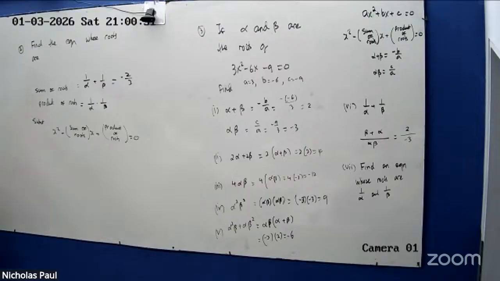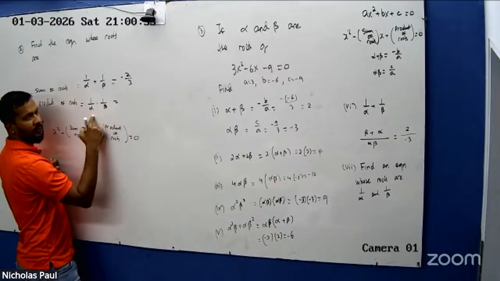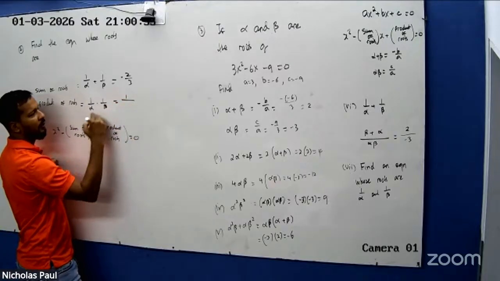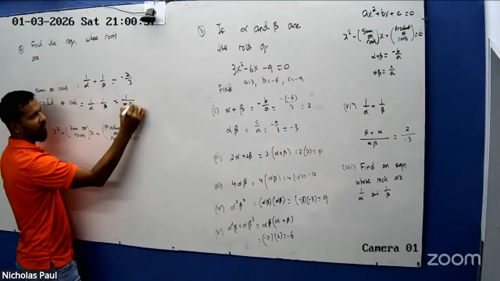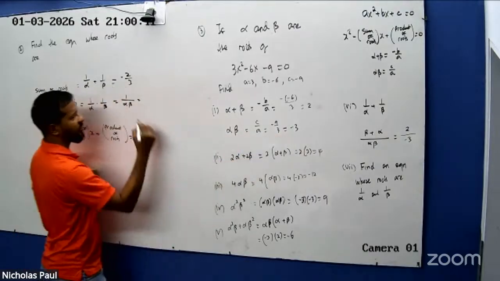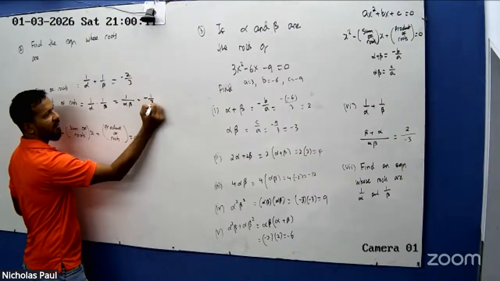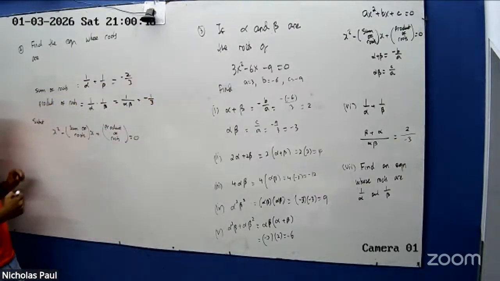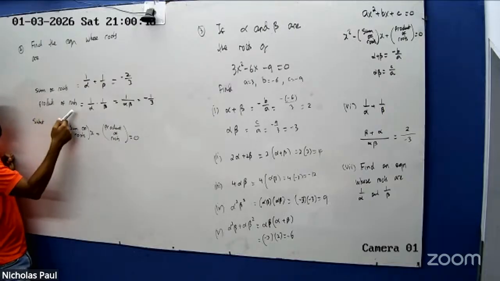So product of the roots is what? 1 by 1 is 1. Alpha by beta is alpha beta. What is alpha beta? Alpha beta is -3. So you have -1, 2. And that's it. You have sum of the roots and you have product now.